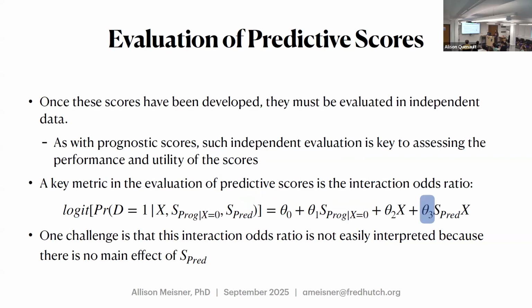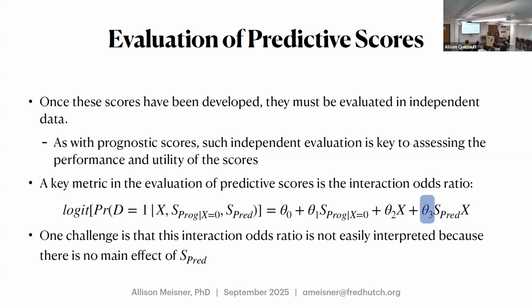And a key metric in the evaluation of predictive scores, as I alluded to earlier, is the interaction odds ratio. So if we have the scores I discussed earlier, we have this prognostic score in the control arm and the predictive score. Then in independent data, we might fit this model where we have a main effect for the prognostic score in the control arm, main effect for the intervention, and then the interaction between our predictive score and the intervention. And we're interested in this beta 3.